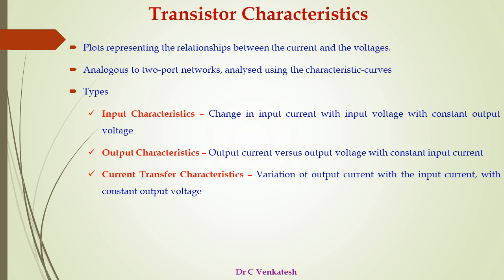First, input characteristics. Input characteristics describe the changes in input current with the variation in the values of the input voltage, keeping output voltage constant. Output characteristics. Output characteristics is a plot of output current versus output voltage with constant input current. The third one is current transfer characteristics. This characteristics curve shows the variation of output current in accordance with the input current, keeping output voltage constant.